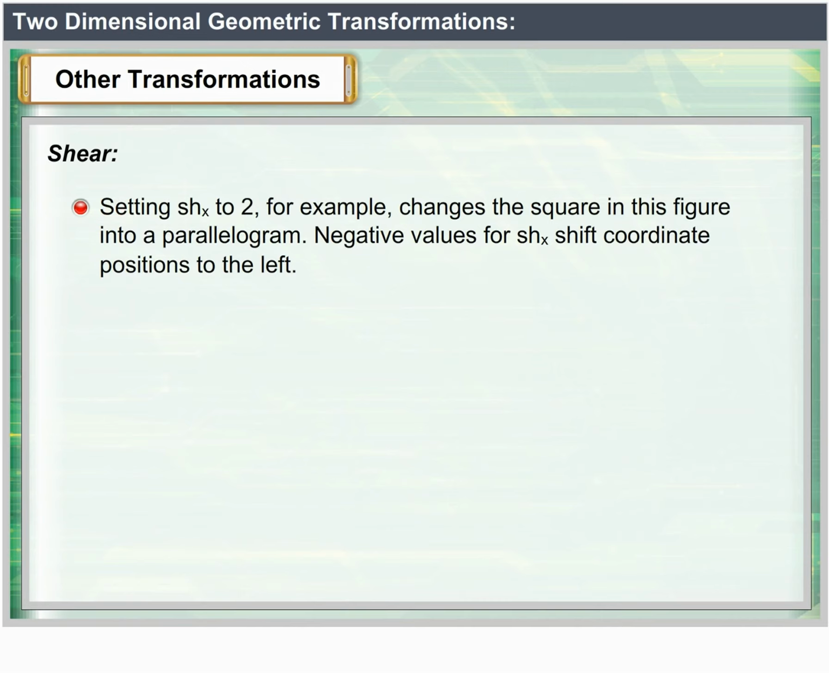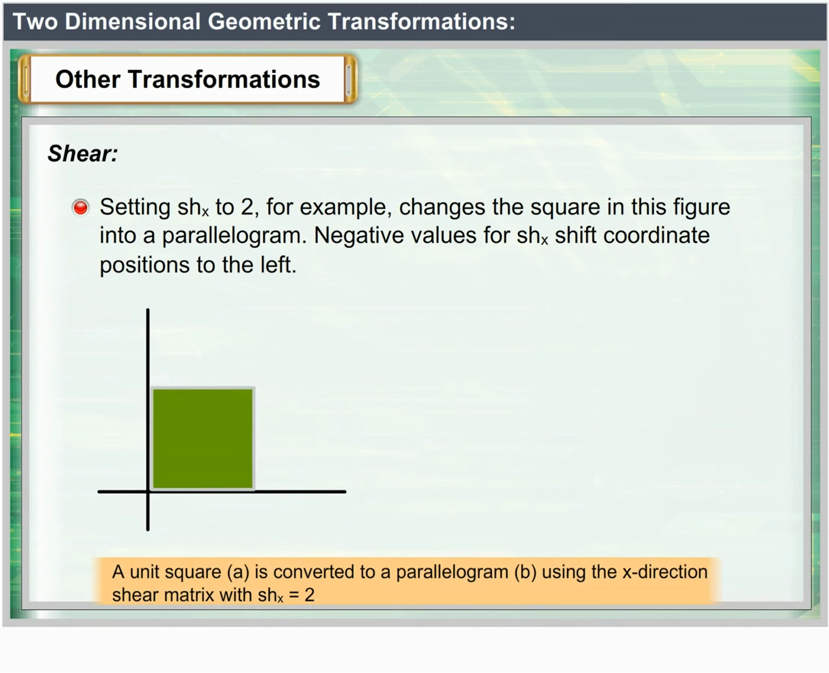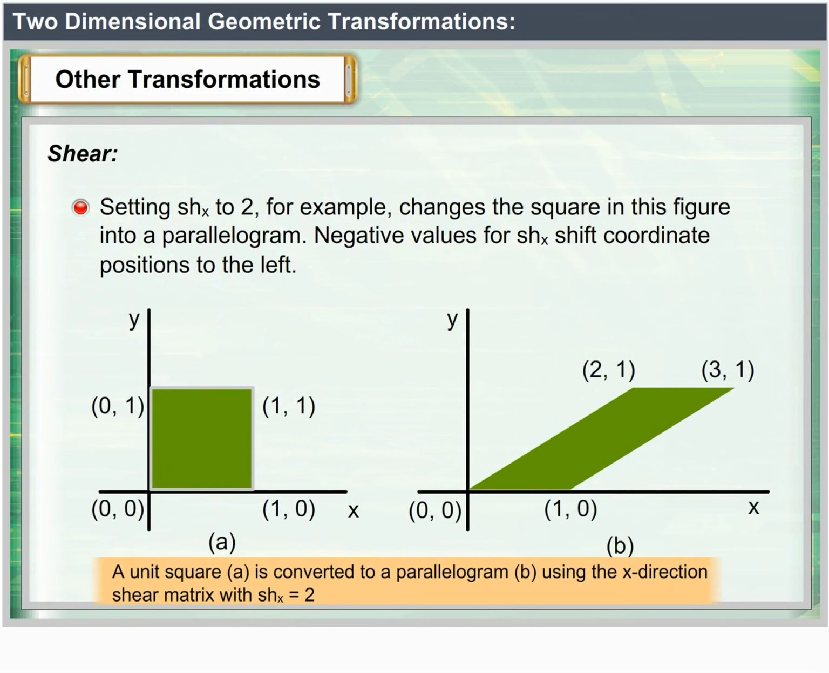This figure shows a unit square A is converted to a parallelogram B using the x-direction shear matrix with shx equals 2. We can generate the x-direction shears relative to the other reference lines with the matrix as shown below.